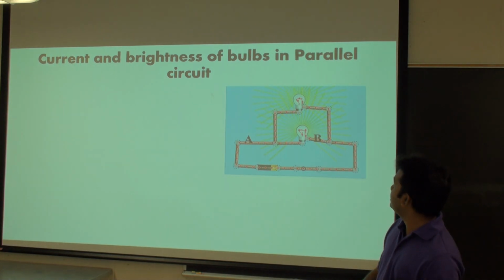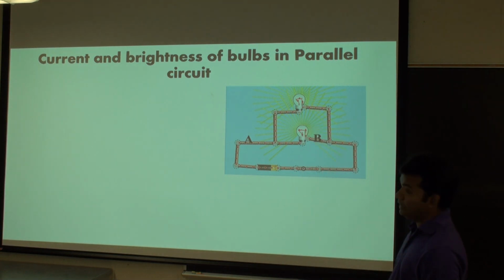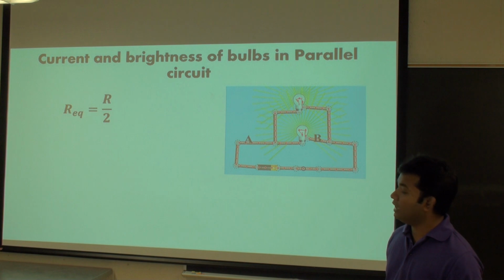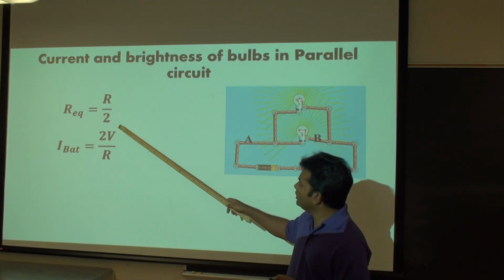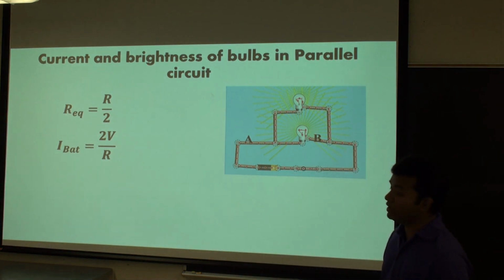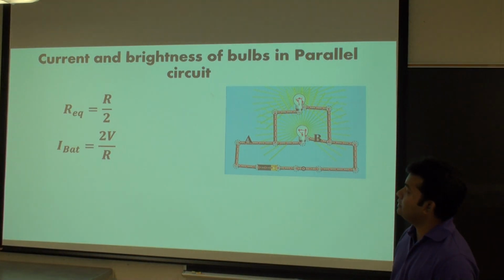Now let us consider a parallel circuit. So we have two bulbs in parallel. Now the total resistance of these two bulbs will be R over 2, and the current through this battery will be V over R over 2, and if you solve it, then we have twice V over R. So the current through the battery is twice that of a single bulb circuit.